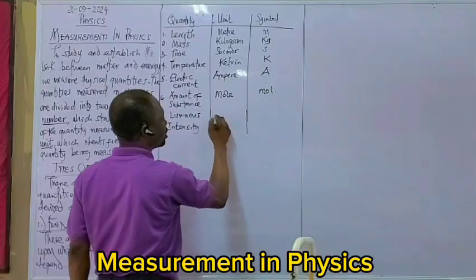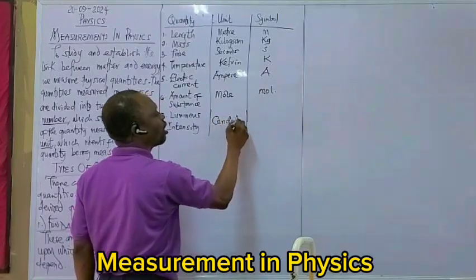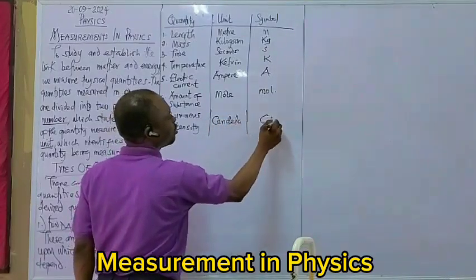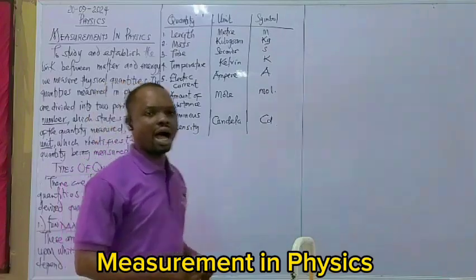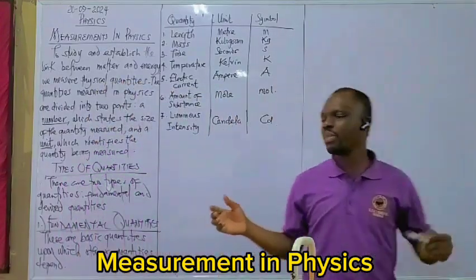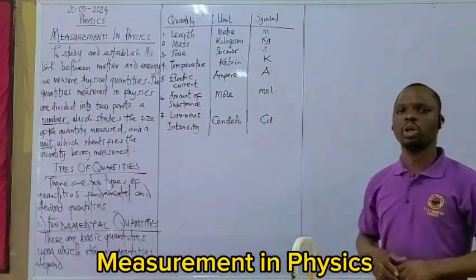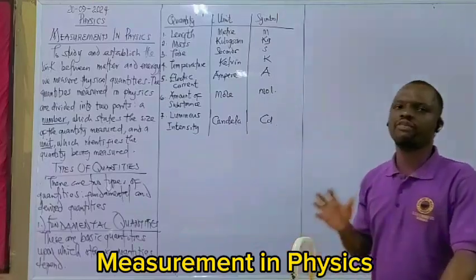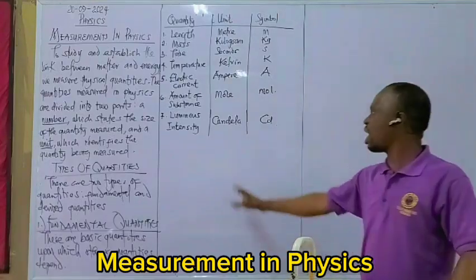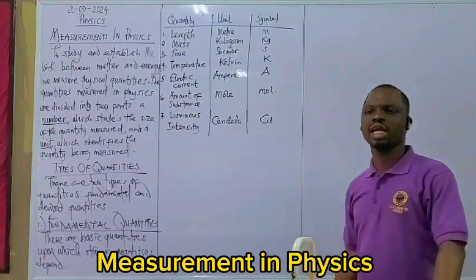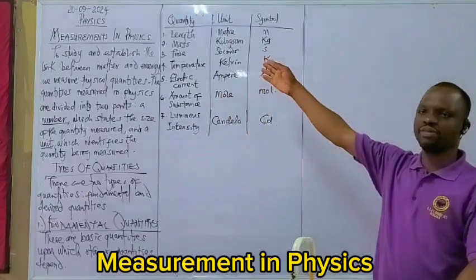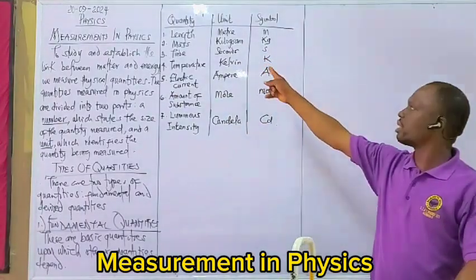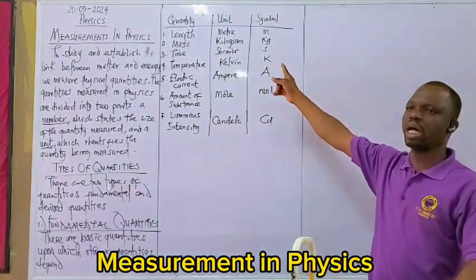And this is measured in candela, cd. These are all that I've mentioned and written on the board. We call them the fundamental quantities and their respective units. Can we go by it again? Please, let's start from 1. Length, what's the unit? Meter.